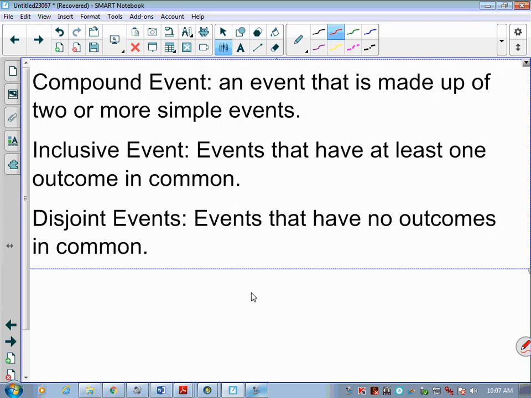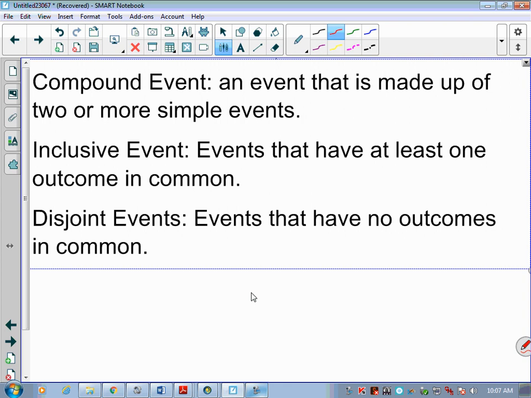And they may mix events. They may say, what is the probability of rolling a 1 and spinning and getting blue left hand? And I could find out what that is. But that's a compound event that is made up of 2 or more simple events.